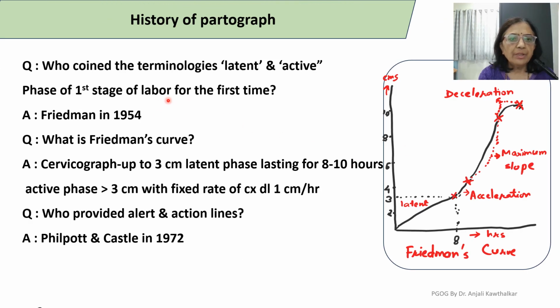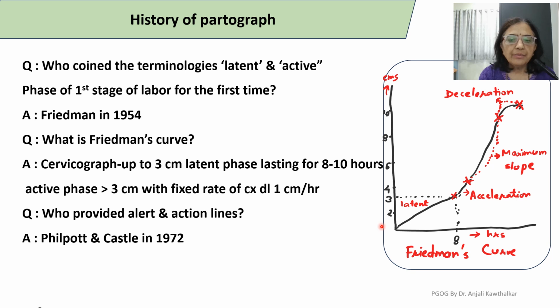Who is credited with coining the terminologies latent phase and active phase of labor, first stage of labor, which we are using so frequently since so many years? It was Friedman in 1954. Friedman created a cervicograph. Cervicograph is a graphical representation of cervical dilatation against duration of labor in hours.